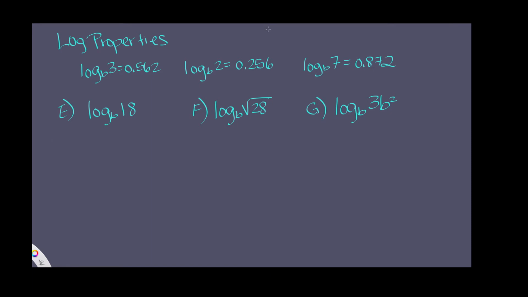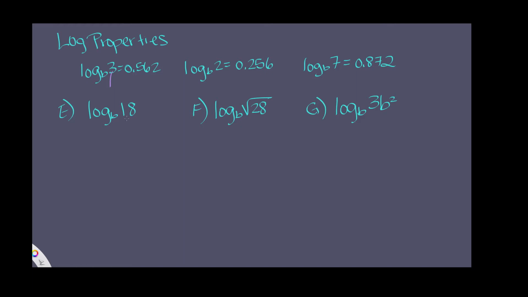All right, I like these kinds of problems. These are the problems that give you a value. So in this case, log base b of 3, I'm telling you, is 0.562. Log base b of 2 is 0.256. Log base b of 7 is 0.872. So I'm giving you the values for each of these logs, and then I give you some problems here.